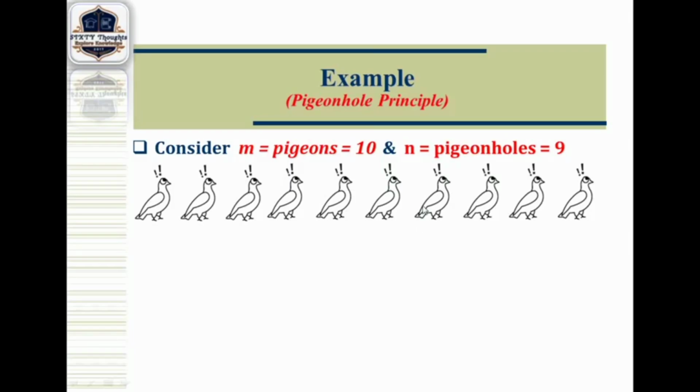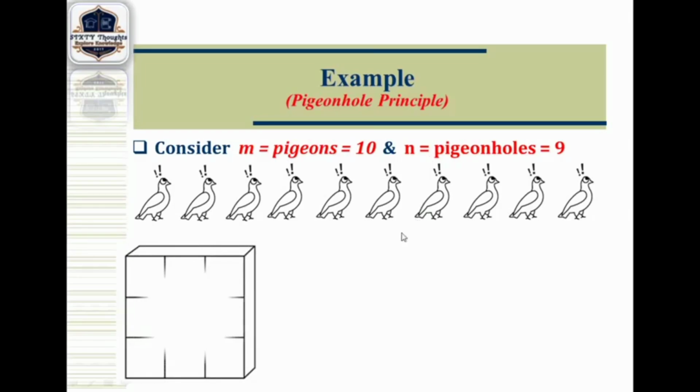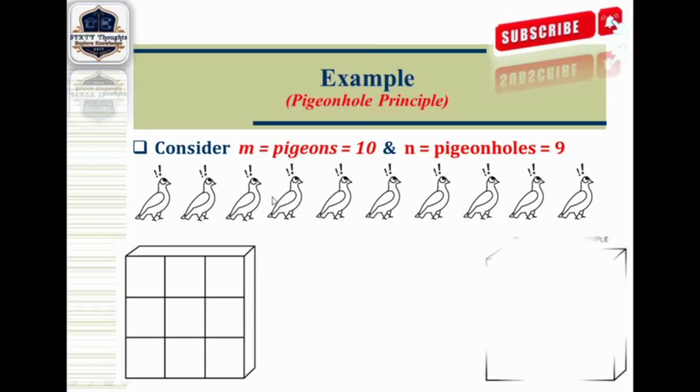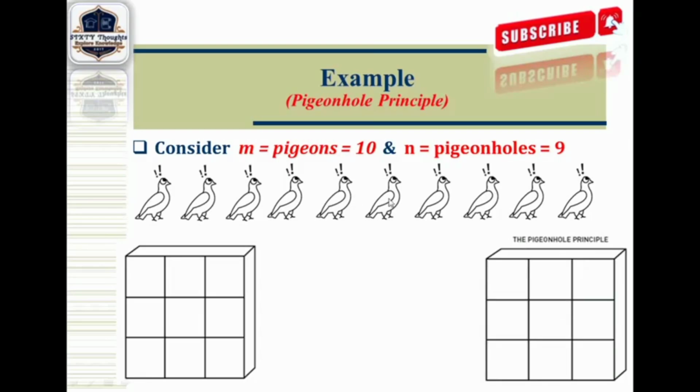What is the pigeonhole principle? If the number of pigeons is always greater than the number of pigeonholes, which means m greater than n. So we consider 9 pigeonholes in a box. What is our target? Now we place these 10 pigeons into 9 pigeonholes.